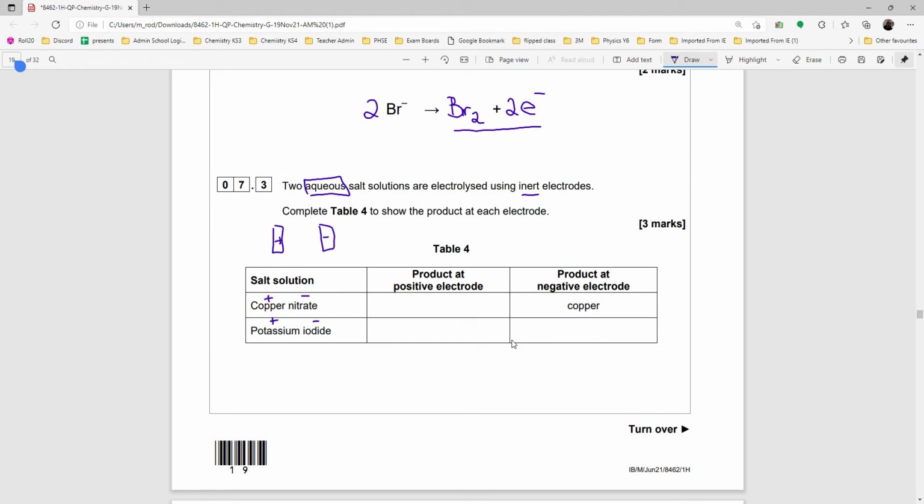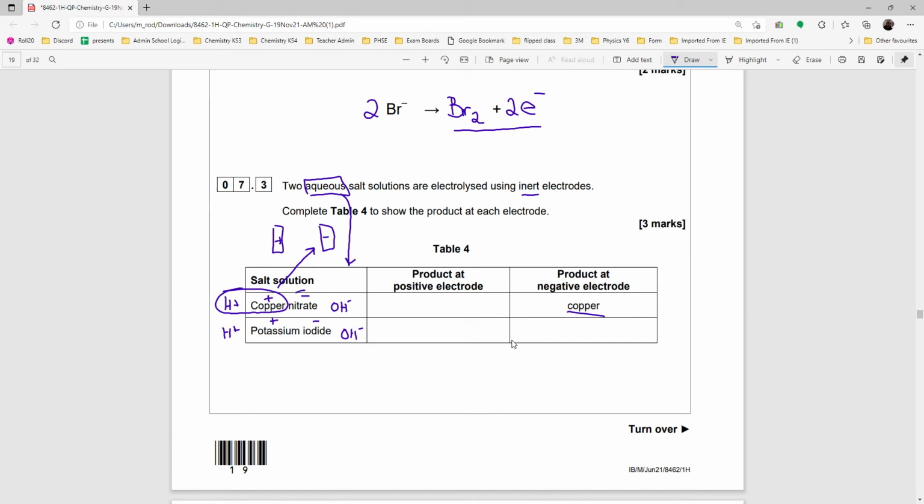But because they use the word aqueous, I know also that there's going to be an OH ion and a hydrogen ion, both from the water. And they've said both of these are aqueous. Now, between the two positive ions, they're both going to try to go to the negative. Well, they both will go to the negative, but when they get there, the least reactive will be removed. So at the negative electrode, that's going to be copper.